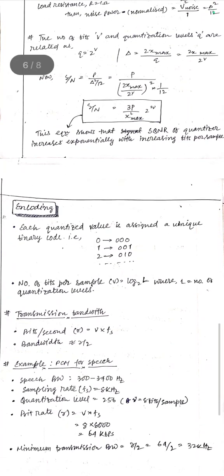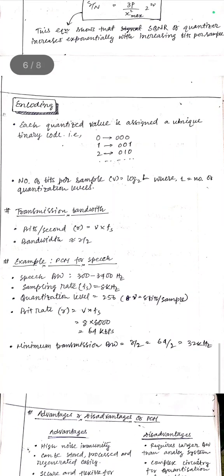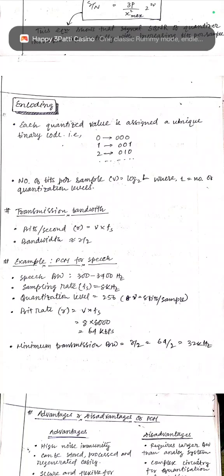Now we come to the part of encoding. Each quantized value is assigned a unique binary code, that is 0 is equal to 000, 1 is equal to 001, 2 is equal to 010, and so on. The number of bits per sample V is equal to logarithm to the base 2 of L, where L is the number of quantization levels.